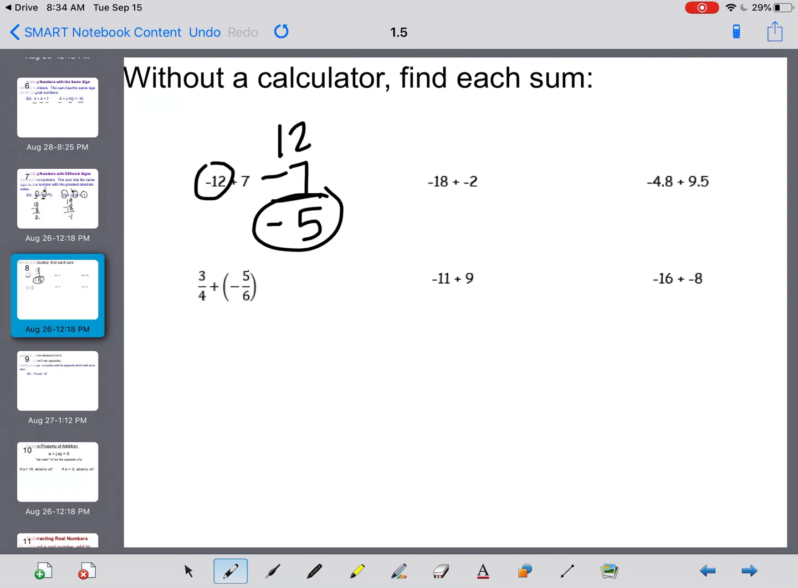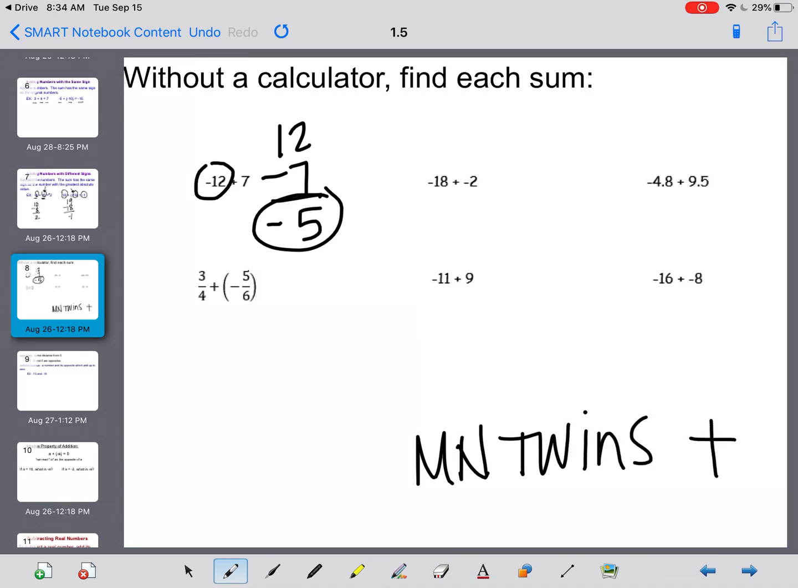Another way to think about it is like teams. I think about baseball. The Minnesota Twins are my favorite team, so I'm going to count those as my positive numbers, because they are my favorite. And the New York Yankees are my least favorite team, so I'm going to count those as my negative numbers.